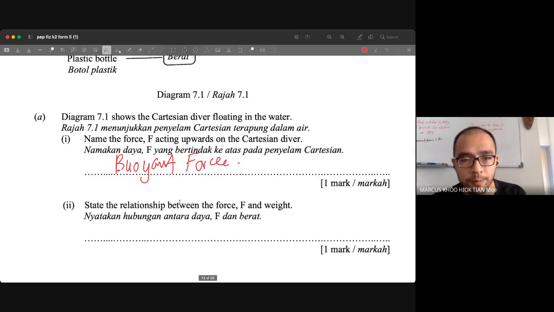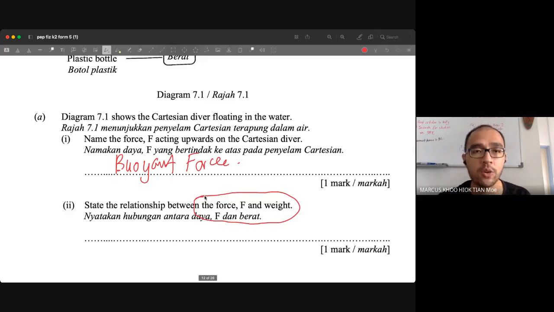Now this is probably one of the biggest trick questions there are in physics, for any physics paper. The relationship between buoyant force and weight is not the bigger the weight, the bigger the buoyant force. No, it is not. Kalau satu perkara yang kamu mesti ingat, kalau dia tanya relationship pasal buoyant force and weight, it is a trick question. Ini bukan semakin besar semakin besar.